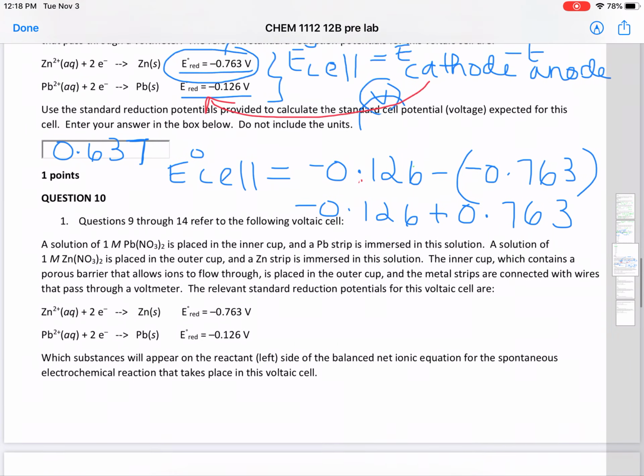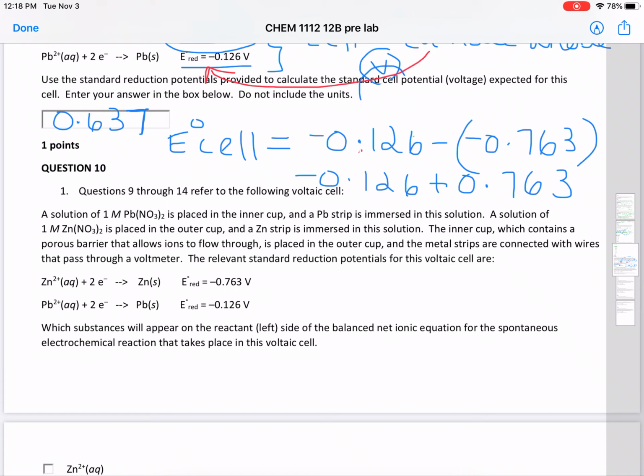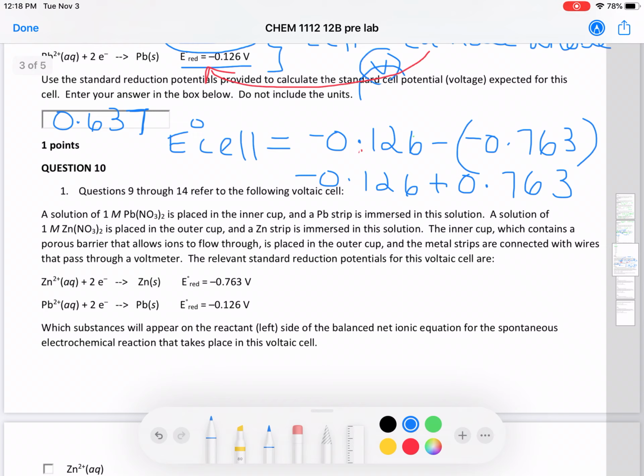Okay, the next question. Same thing is written here. Which substance will appear on the reactant side of the balanced net ionic equation for the spontaneous electrochemical reaction that takes place in this voltaic cell? Now, if we construct the two reactions to give us the overall reaction, remember this is going to be your oxidation, which is your anode. This is going to be your cathode.